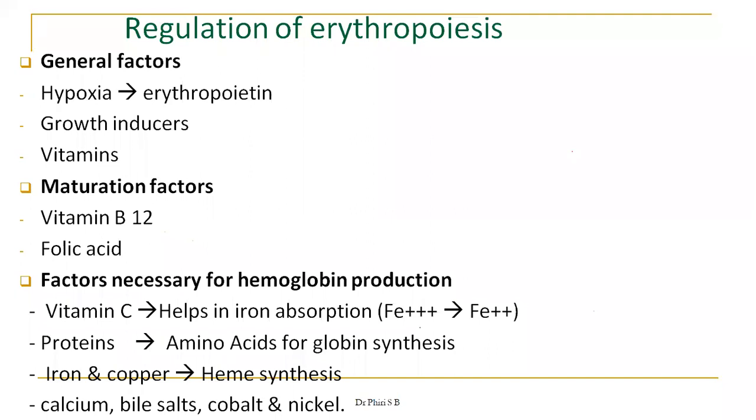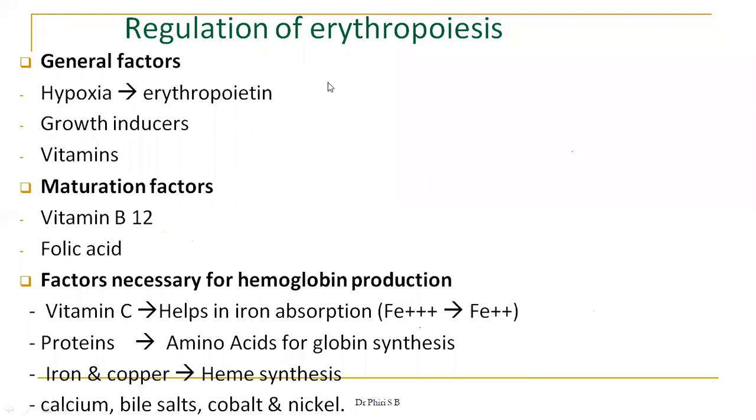Vitamin C, you know that it helps in iron absorption. For a person to be able to absorb iron, and iron is part of the heme group of the hemoglobin, you need vitamin C. And this iron can be transformed from the ferric state into the ferrous state. The form of iron that can combine with oxygen within the heme is supposed to be in the ferrous state. The ferric state, whereby iron has lost about 3 electrons, can't combine with oxygen, so it has to be converted into the ferrous state.